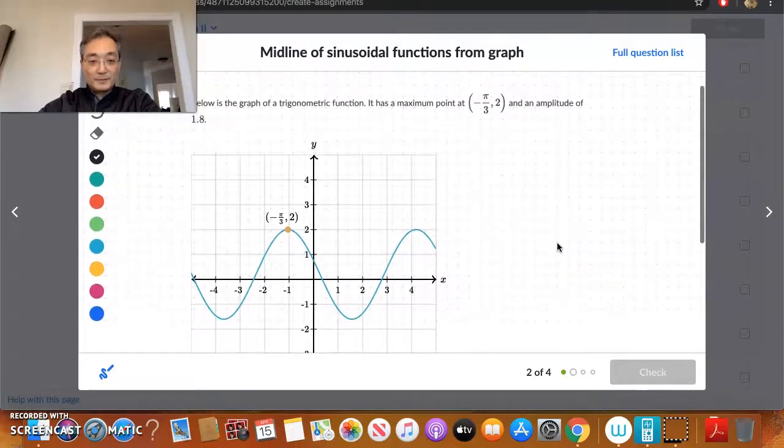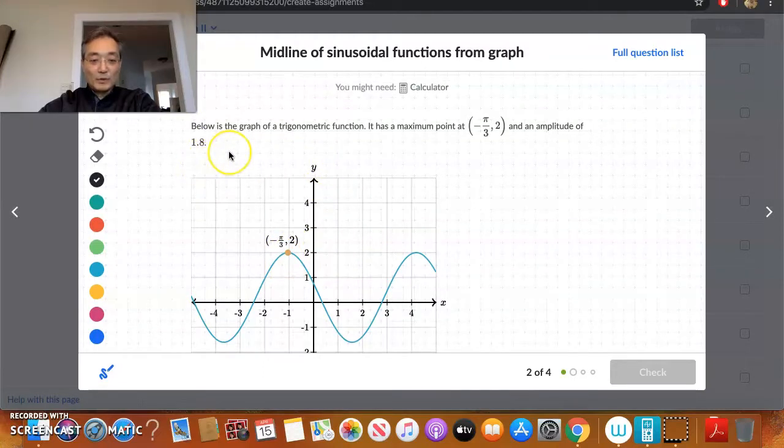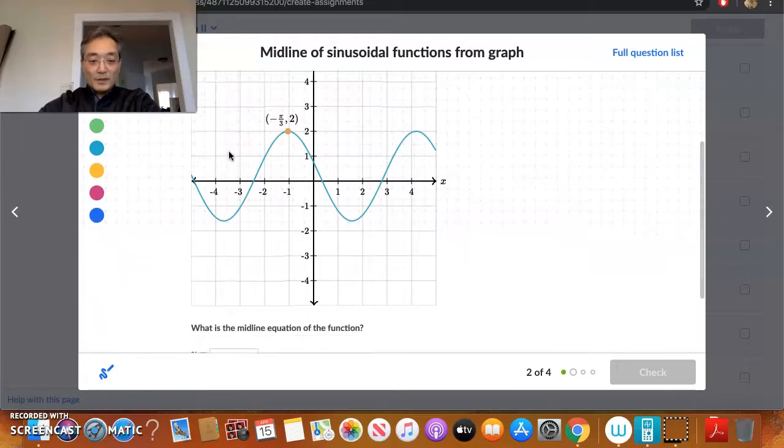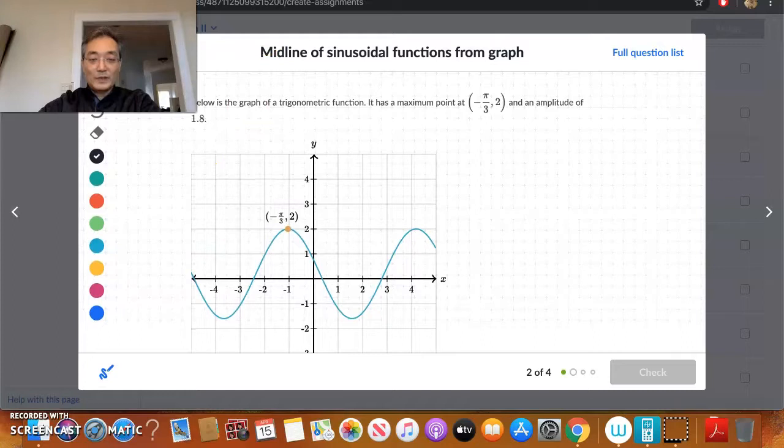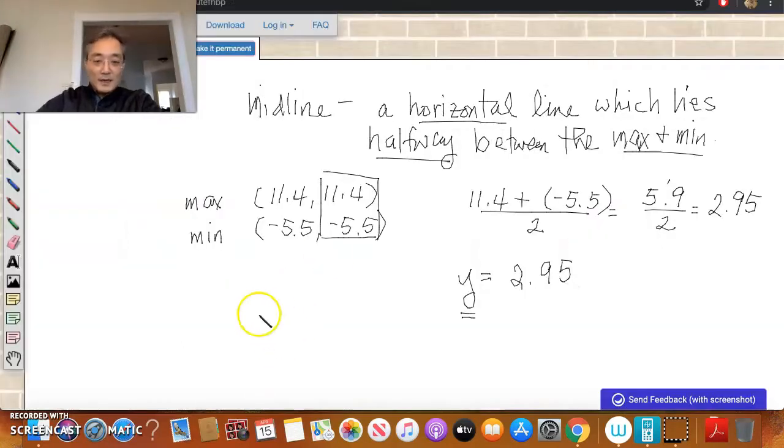Same idea, right? We have a trigonometric function, we're given a max point, and we're given an amplitude of 1.8. What is the midline of this function? Well, in order for us to answer this, we need to know what an amplitude is. So let's get our second definition.